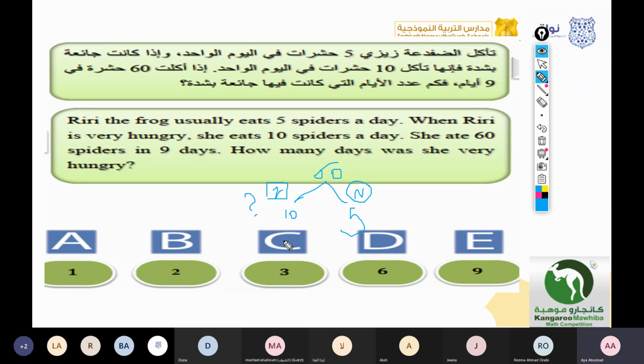Lina, you wrote 0? Is this 0 or C? Donna also 0? What is the 0? You said C. Banan D. Farida D. Lina, no. 3. Mashael said B. Okay, we will try.